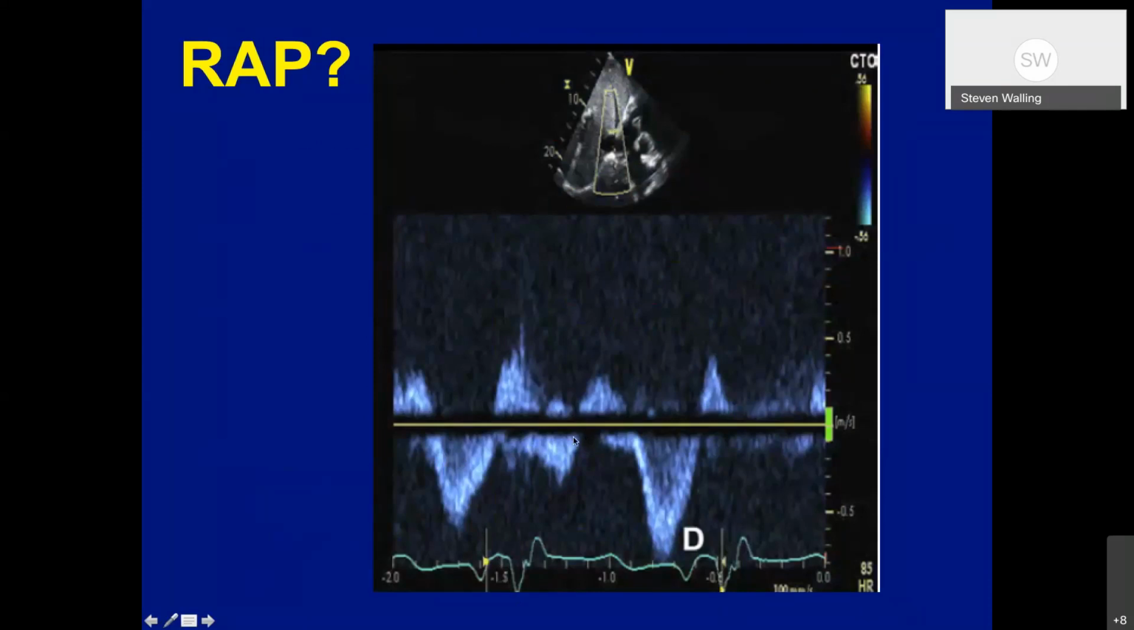And the majority of flow happens during the diastole. So I would say this RA pressure is probably 5, 10, 10 to 15. So maybe I would pick up probably at least a 10. So that's what we look at, the flow reversal.